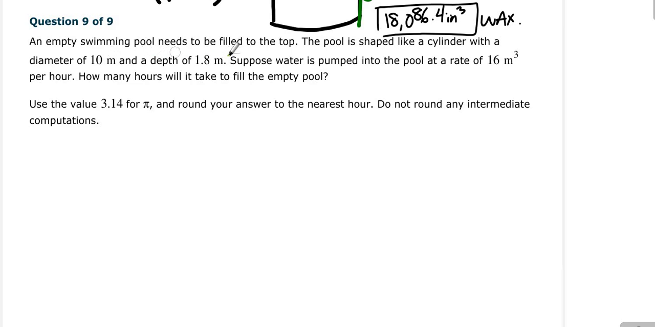It says an empty swimming pool needs to be filled to the top. The pool is in the shape of a cylinder with a diameter of 10 meters and a depth of 1.8 meters. Suppose the water is pumped into the pool at a rate of 16 meters cubed per hour. How many hours will it take to fill the empty pool? Use 3.14 for pi. Do not round any intermediate step. Notice it just says hours, so we're going to be rounding to the nearest whole hour.